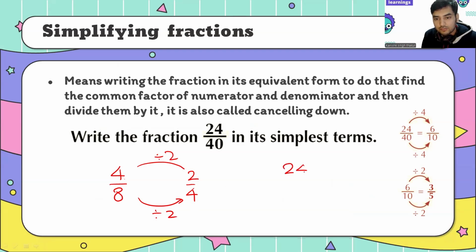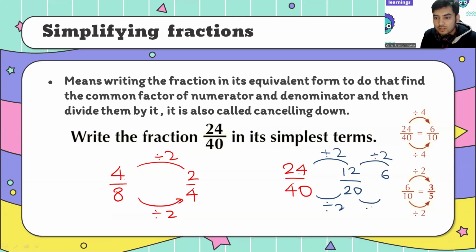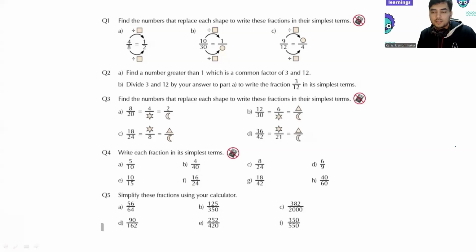Suppose you have 24 over 40. How will you write it in the simplest form? I'll try to divide it by a common factor. Since both are even numbers, they have a common factor, so I'll divide by 2. 24 divided by 2 becomes 12, and 40 divided by 2 becomes 20. Again, 12 divided by 2 becomes 6 and 20 divided by 2 becomes 10. And 6 divided by 2 becomes 3 and 10 divided by 2 becomes 5. So the simplest form is 3 over 5. You can represent fractions in simplest form by dividing by the same number.